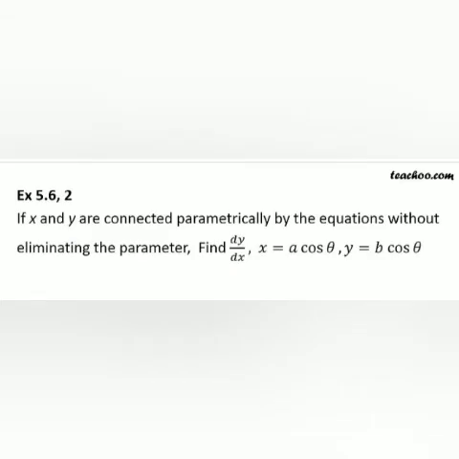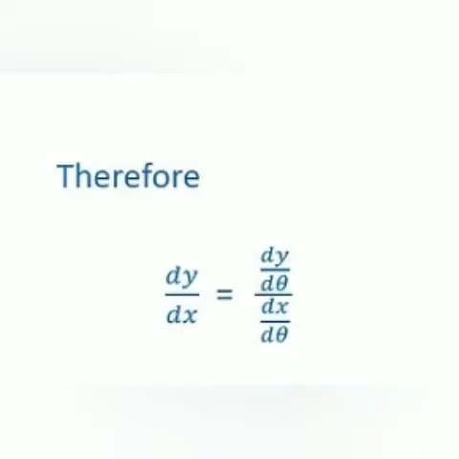Now let's take one more question. We have to find dy by dx. Here x is equal to a cos theta and y is equal to b cos theta. In this case, the parameter is theta. Now to find dy by dx, we have to find dy by d theta and dx by d theta.